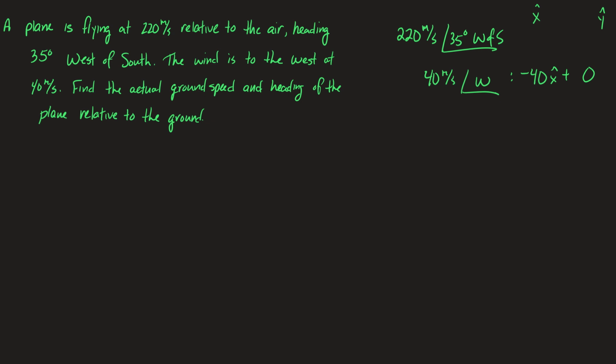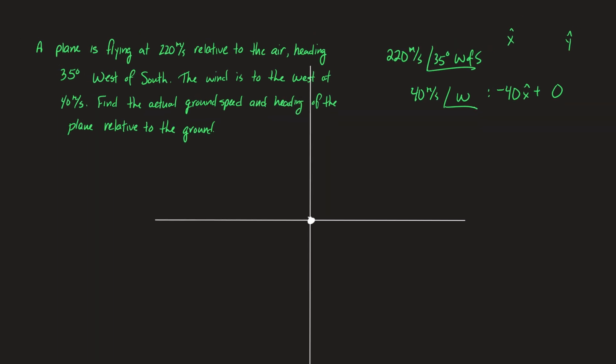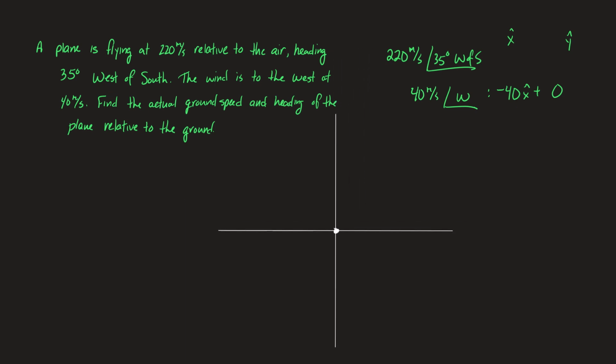So now let's consider the plane, because this is where I saw some troubles. If I was to draw the plane, well, I would probably have to start by considering what it means to be west of south. So start at the south, turn towards the west, 35 degrees. That's where the angle should be. Questions about that?